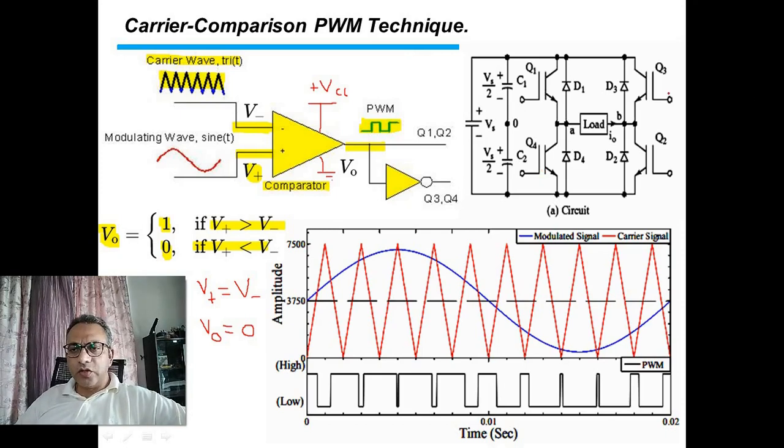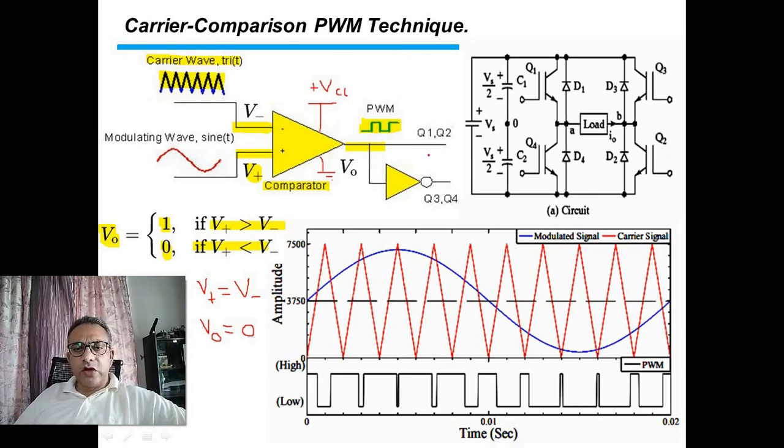Likewise, let us look at Q3 and Q2. They are also working in the same phase, so they cannot be turned on at the same time. So Q3 and Q2 are also working as a complementary pair. That is, when one is on, the other is off.